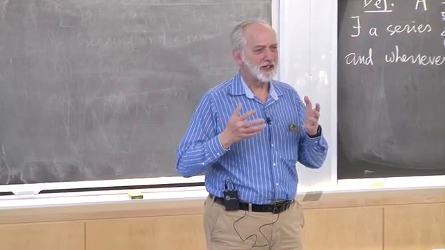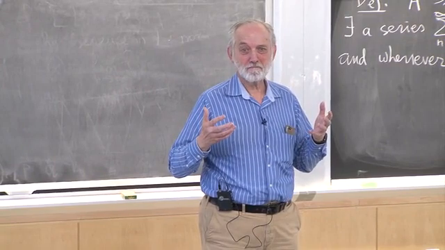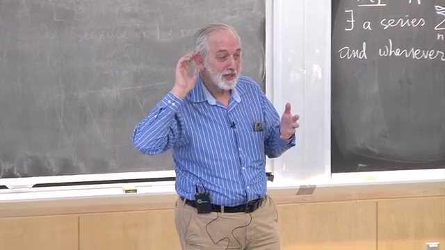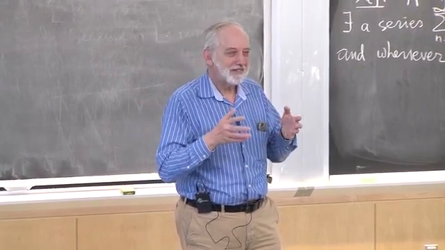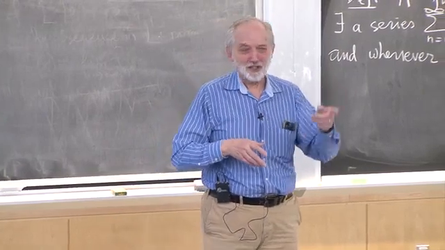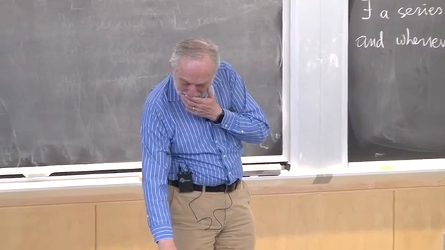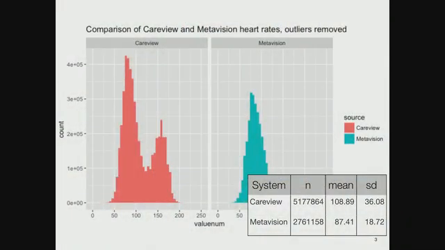But if you think about that, what subset of people have faster heart rates? Athletes. If you're in a stress test. Is it children? Yeah, kids, right? So I said, interesting. So anyway, if you look at the statistics, you see that the mean heart rate in CareView is 108, and the mean heart rate in Medivision is 87.